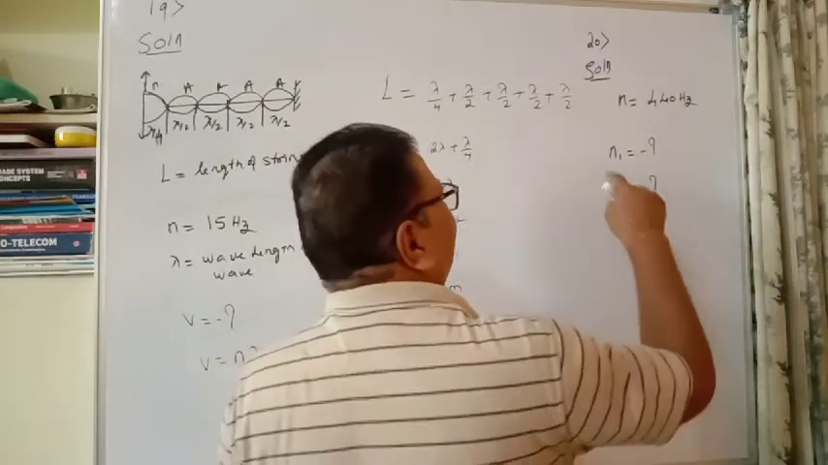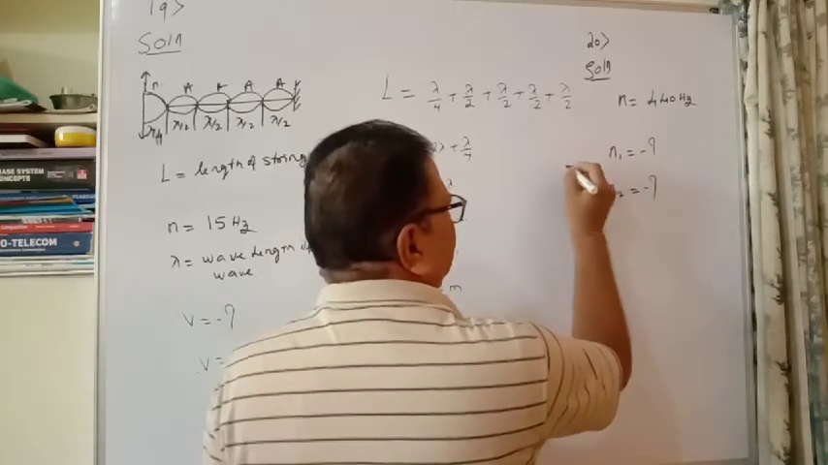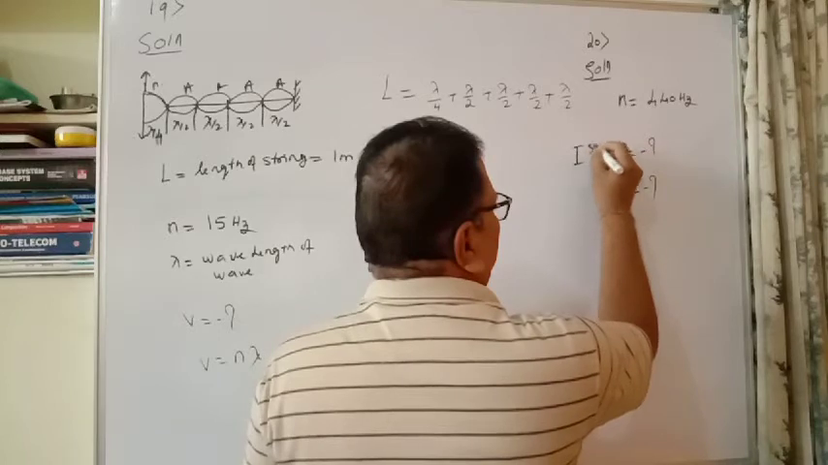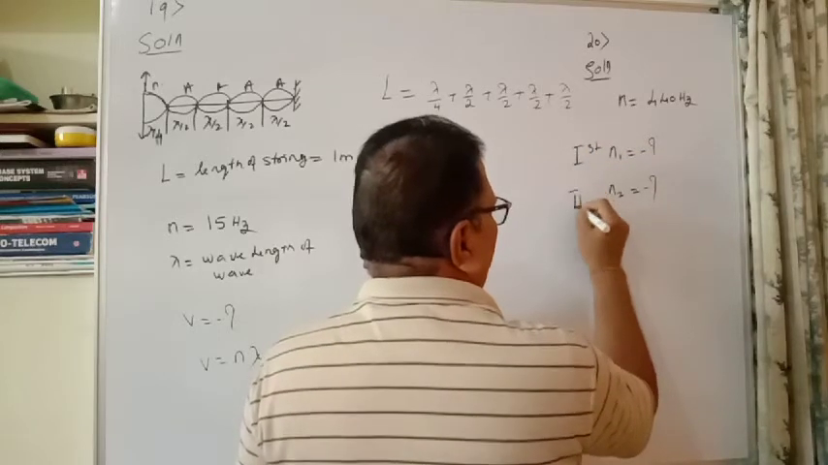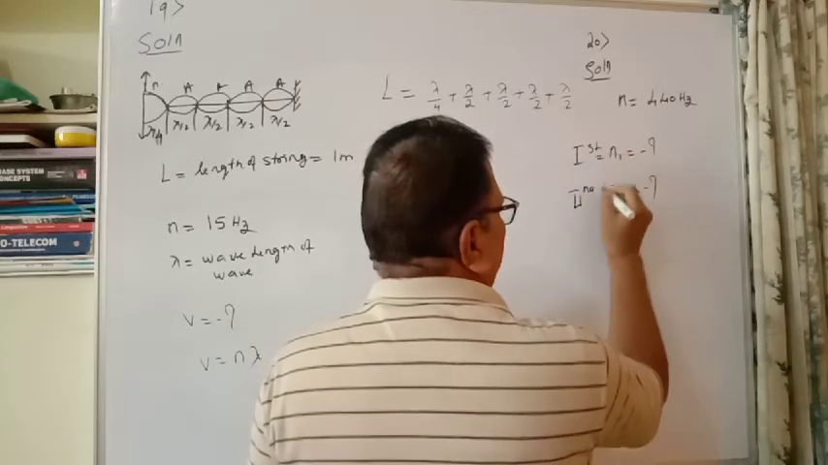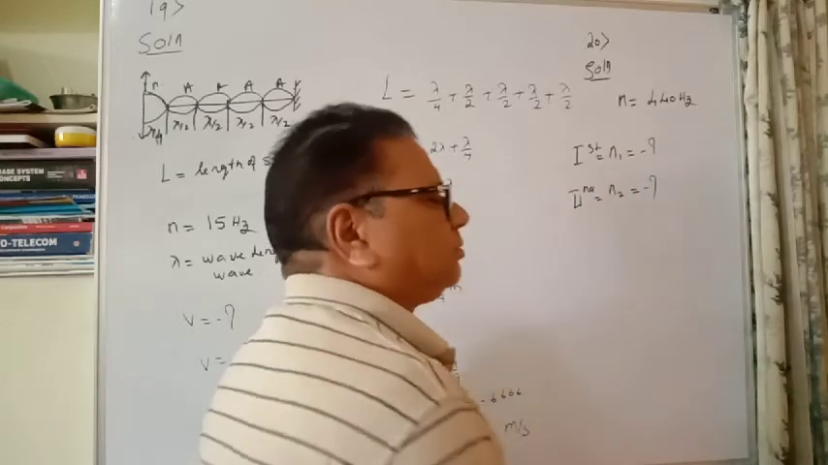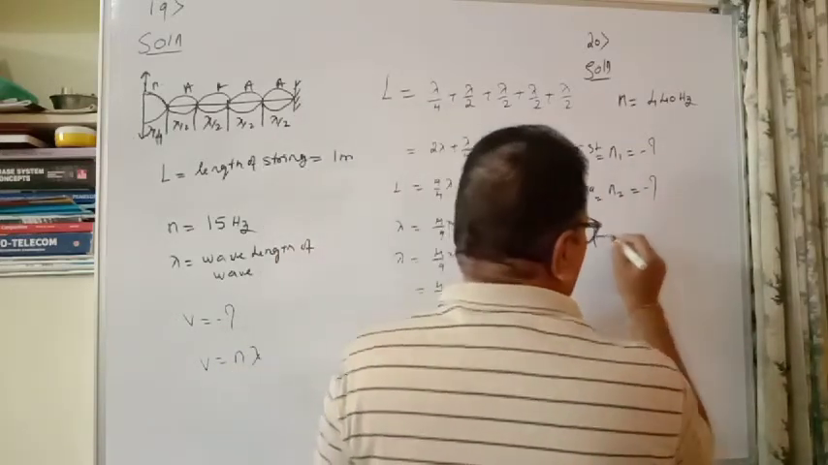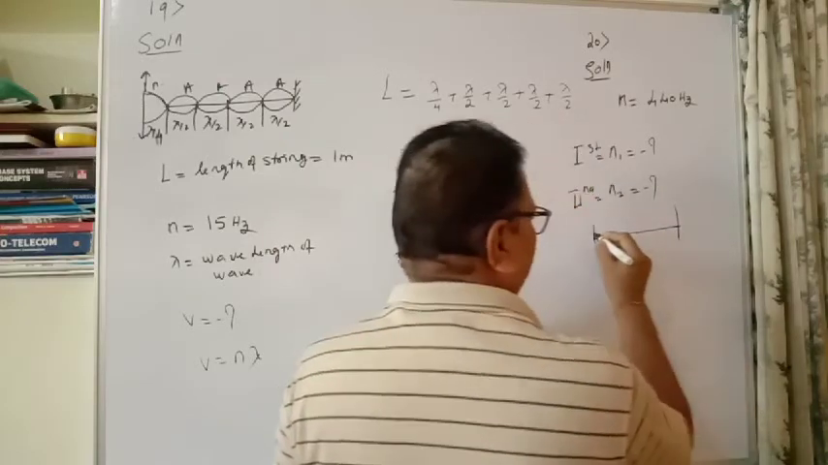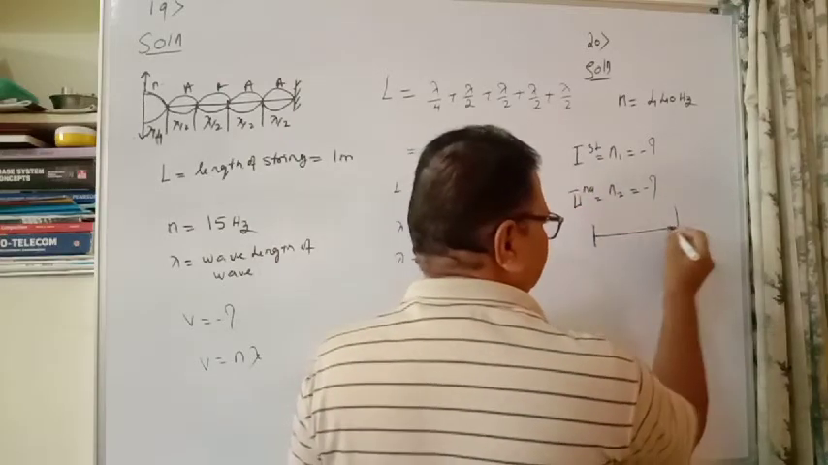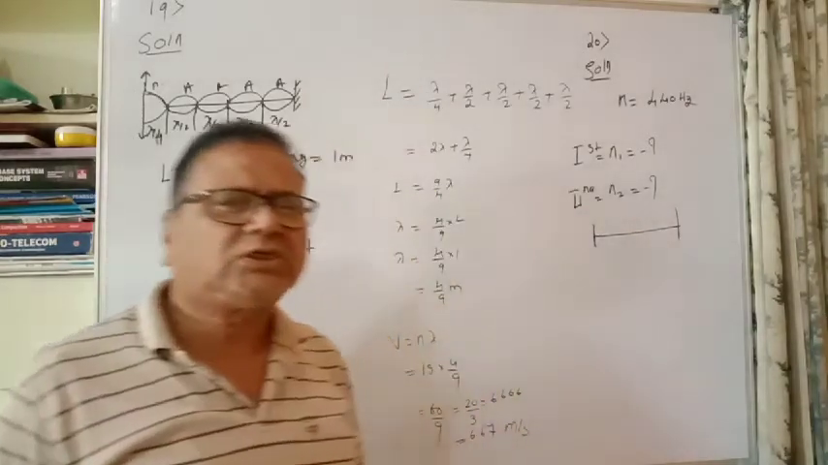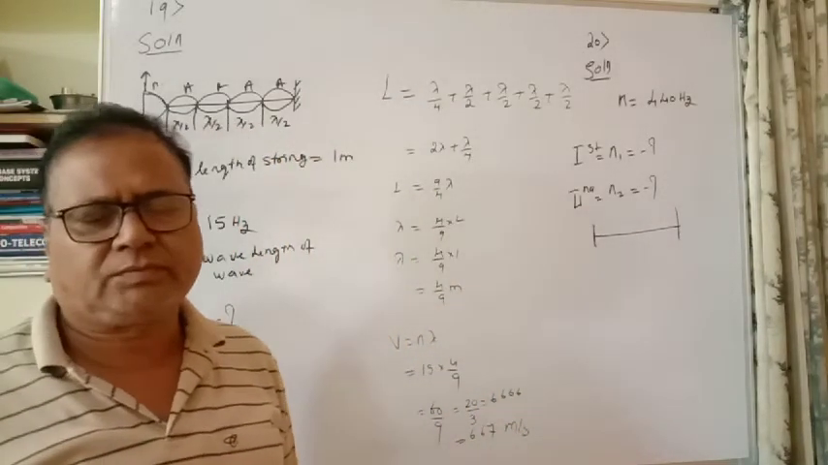We have to determine the frequency of first overtone and second overtone. As we know that in violin, string is stretched between two ends.